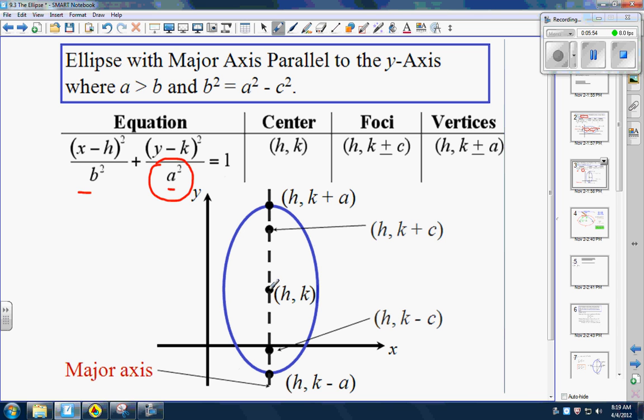There's your center. So to get to the foci, that's a distance of c. To get to the vertex, that's a distance of A. There's your little B right there. Okay, so that's the triangle you're going to make. So to find foci, we add them to Y. To find vertices, we add them to Y. Okay, again, B squared is A squared minus C squared.